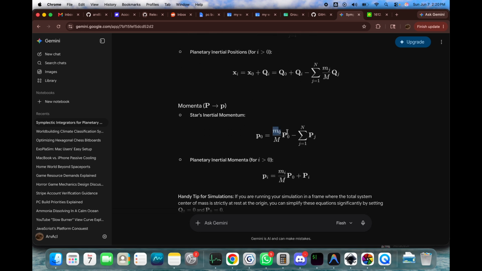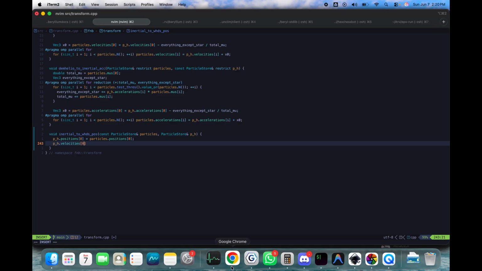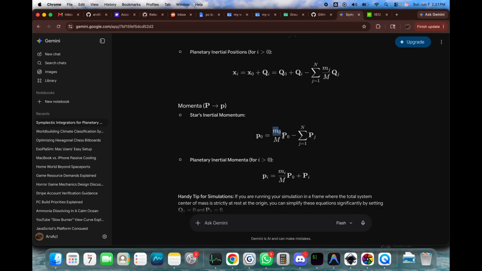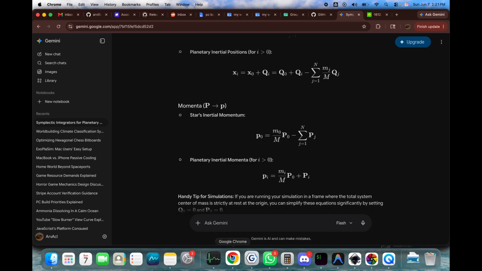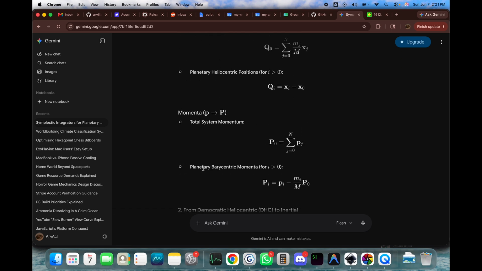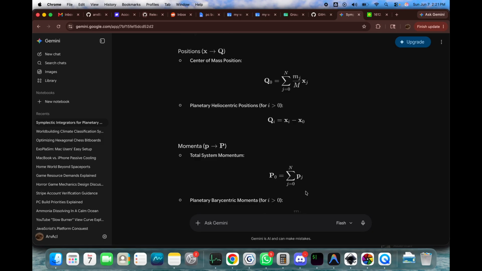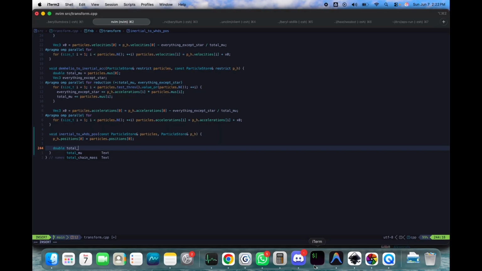So you can just use this directly. So if I divide by M0 here, you also have pH dot velocity index 0 is P0 divided by m minus this whole thing divided by m0. Wait, momentum is... oh no, this is democratic heliocentric to inertial. It's me being dumb. Yeah, this is the center of mass position.